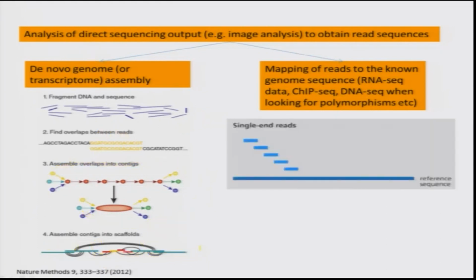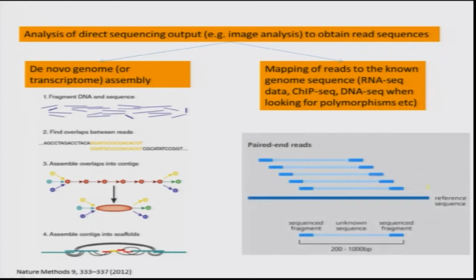But in the second method, where you are analyzing the sequence, for example, you want to look into the RNA sequence, or you want to find where a transcription factor binds, or polymorphisms or mutations, then basically you are reading single end reads. One end of the DNA you are sequencing, and whatever sequence comes, you compare with the reference sequence, and that is where you determine whether sequences are identical or there is any difference.